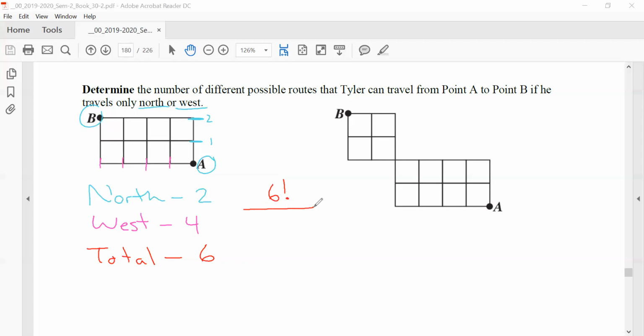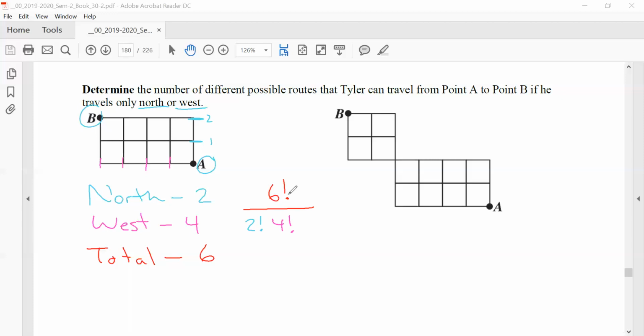But I'm going to consider the moving north as an identical object. There's 2 factorial ways to do that. And I'm going to consider me moving west as identical objects as well. And so I'm going to divide. So again, here's my total, the 6 factorial. The 2 factorial is the 2 blocks I have to move north. The west is the 4 factorial. And then all I have to do is put that in my calculator. Now, there is another way to do that with just counting the pathways out, but I'm going to leave it like this for now.